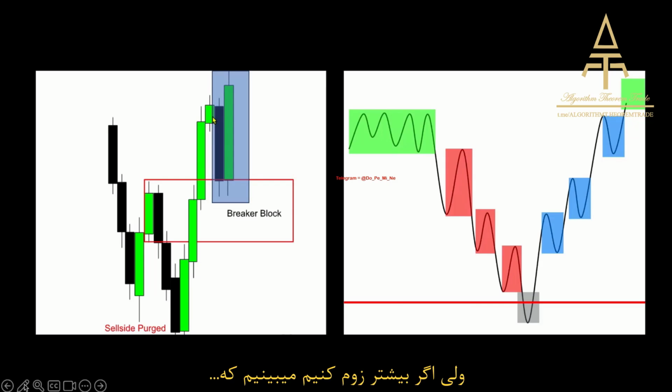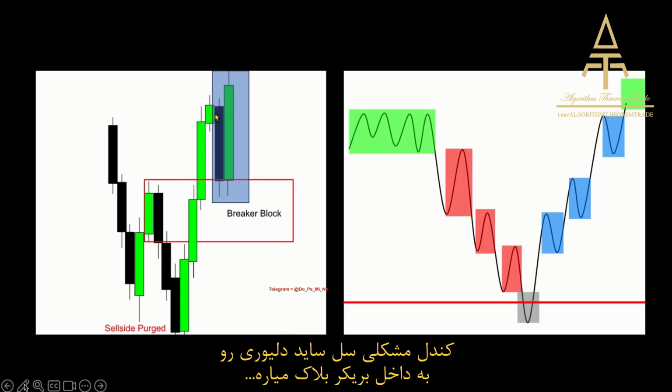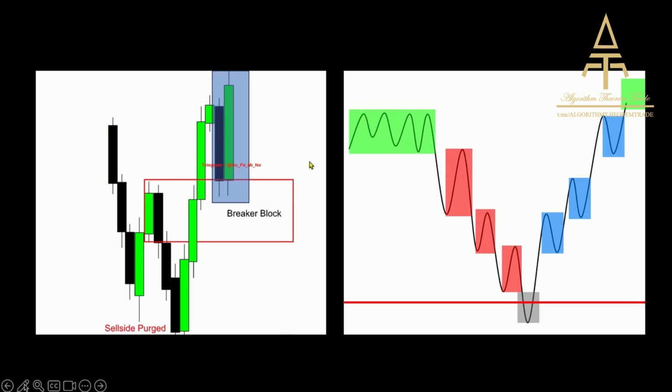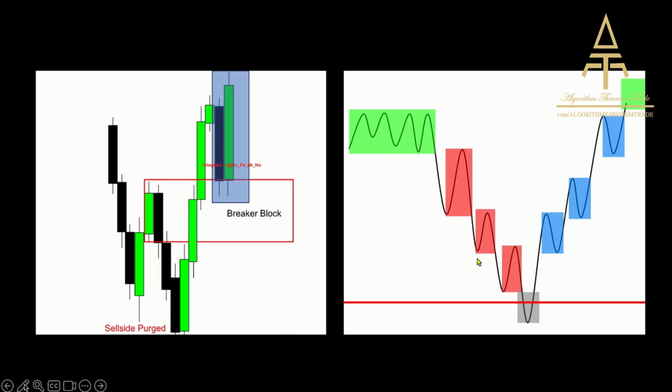But if we zoom in again on this delivery, on the delivery that has been annotated, we can see that equal highs closely got engineered right here between this indecisive candle and this down close candle. This down close candle delivers sell side into the breaker block. So that is the left side of the curve within that buy model.